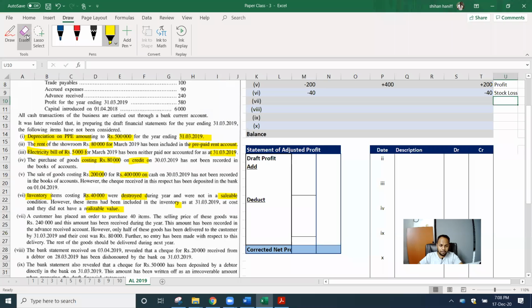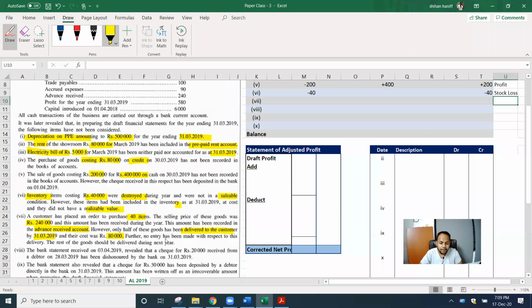Number 7. A customer has placed an order to purchase 40 items. The selling price of these goods was 240,000 and this amount has been received during the year. This amount has been recorded in the advance received account. So the total amount has been recorded in the advance received account. However, only half of these goods have been delivered to the customer by 31st March 2019 and their cost is 80,000.